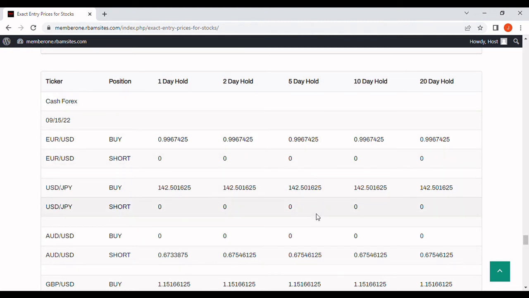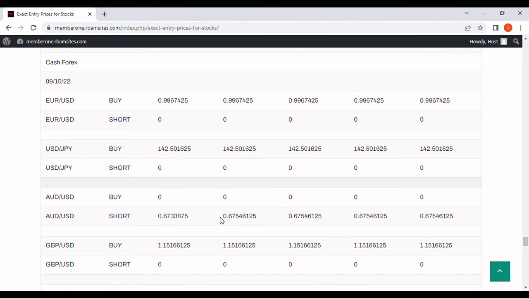You do the same thing for the 5. Get in today, hold it worst case 5 trading days, and get out at a loss unless you take your profit sooner, and so forth. These are out for every morning before 7 a.m. These are today's prices. Again, they're out Monday through Friday, every morning.